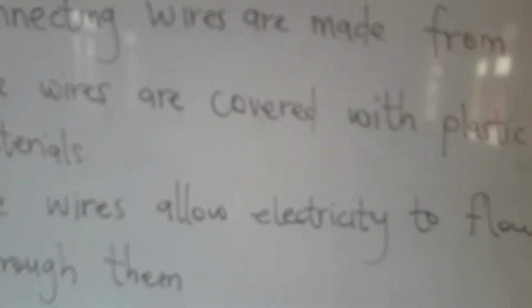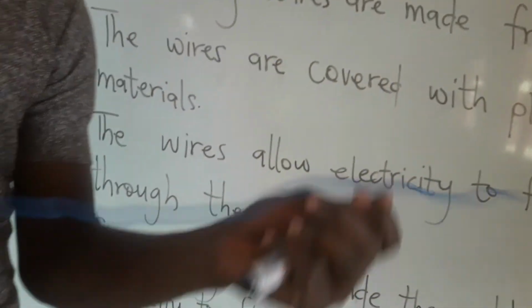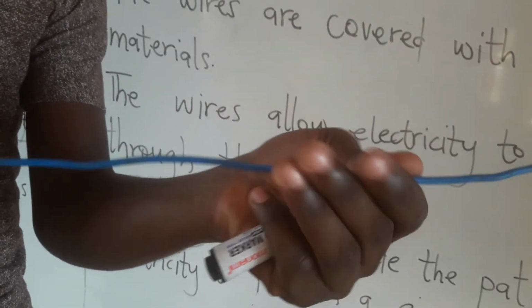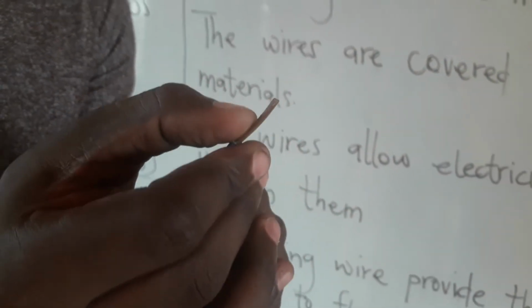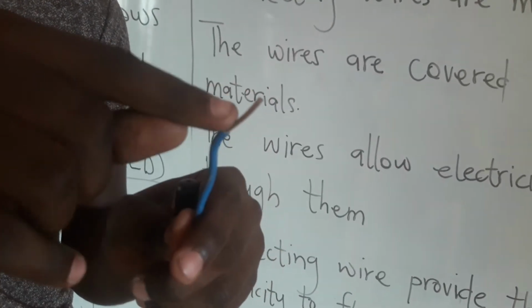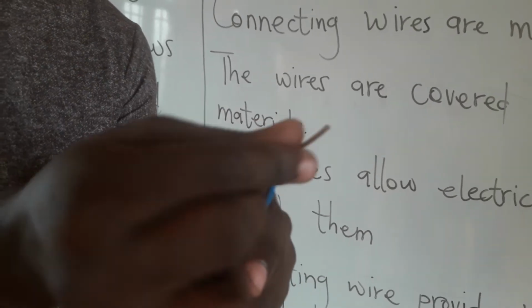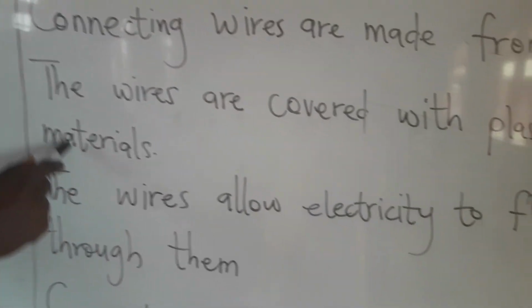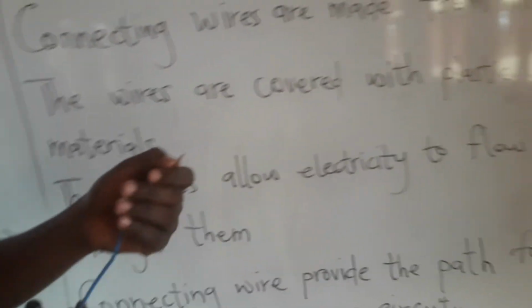For example, I have this. When you look at my wire here, the blue part you see is just plastic, just rubber, plain plastic. But if you look at it very well, you see some brown metal. This is the wire, and this is the covering of the wire. So when we say the wires are covered with plastic materials, this is the plastic we are talking about, and the metal is the wire.